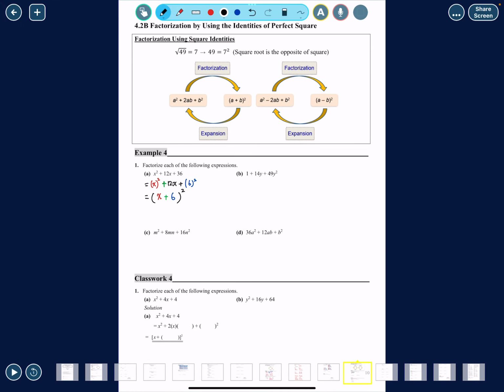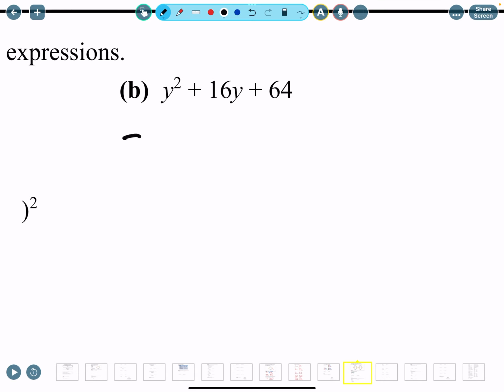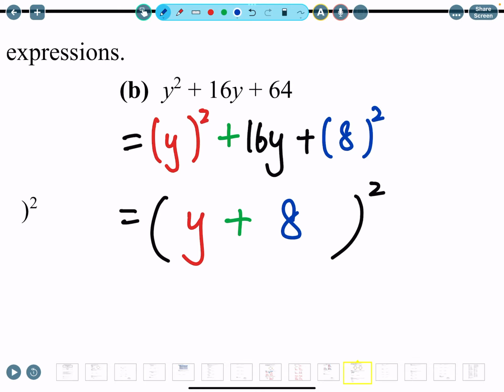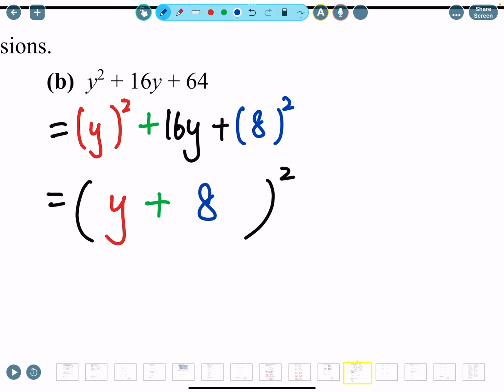Let's have another one here. y squared plus 16y. Again, we have a plus in the middle, so that will help us with the next step. 16y plus 64, which is 8 squared, right? So in this bracket, we're going to have y plus 8. All 3 colors are used, and then the bracket has a square.